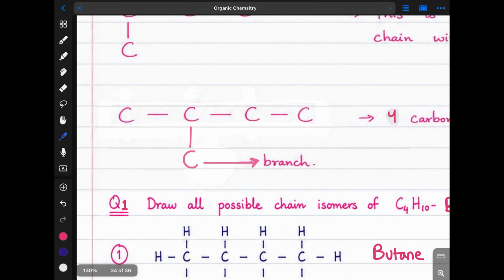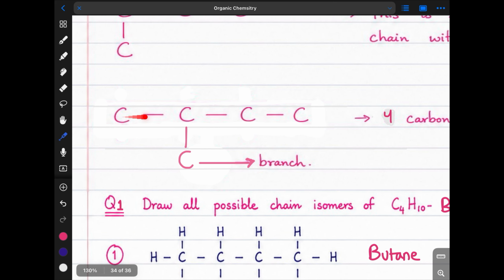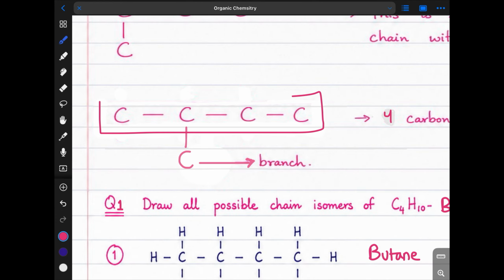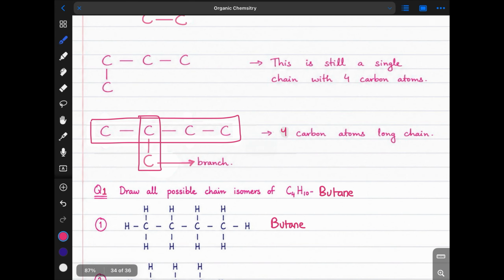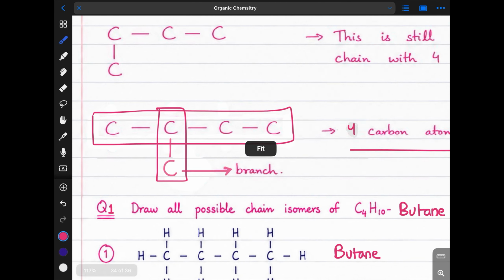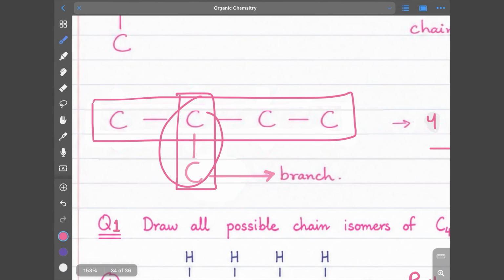But now if you see this, I am moving further and I see that I have 2 ways of moving ahead. I can either go through this path or this path, which means that both of these are branches. Which means that in this whole structure, there are actually 2 chains. Let me show you. This one is a single chain, and this one is a single chain. So the chain with the 4 carbon atoms is the longest chain, and this one with the 2 carbon atoms is the smallest chain.